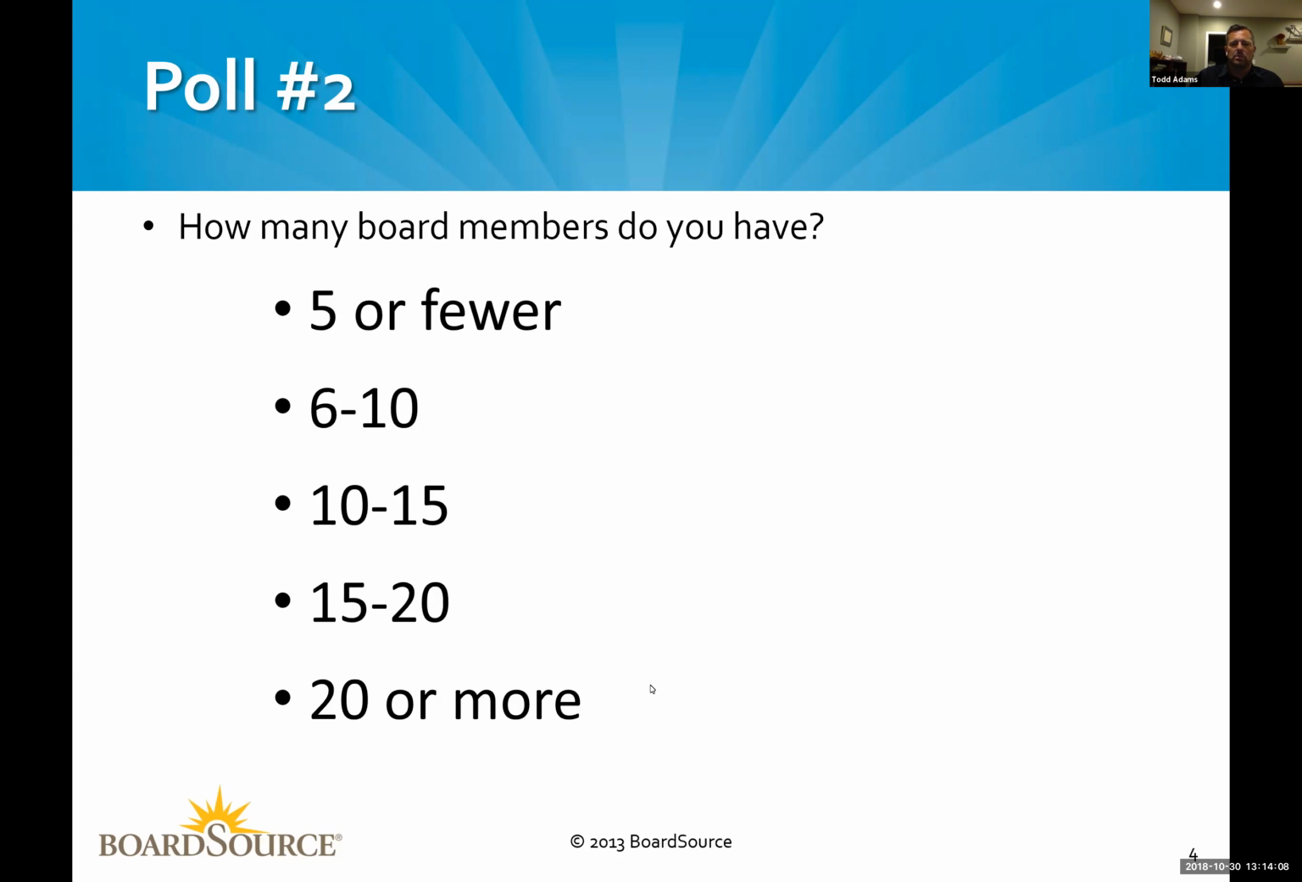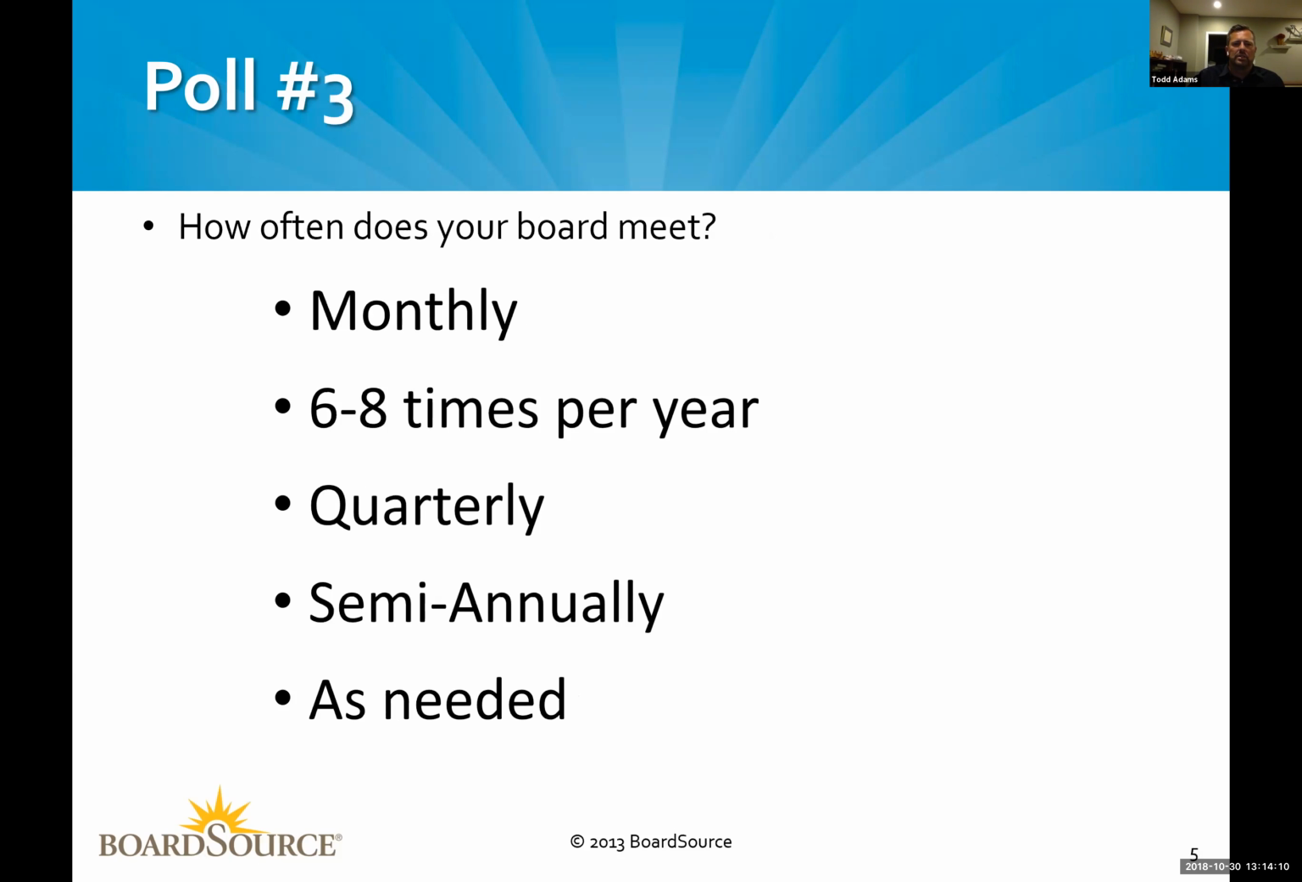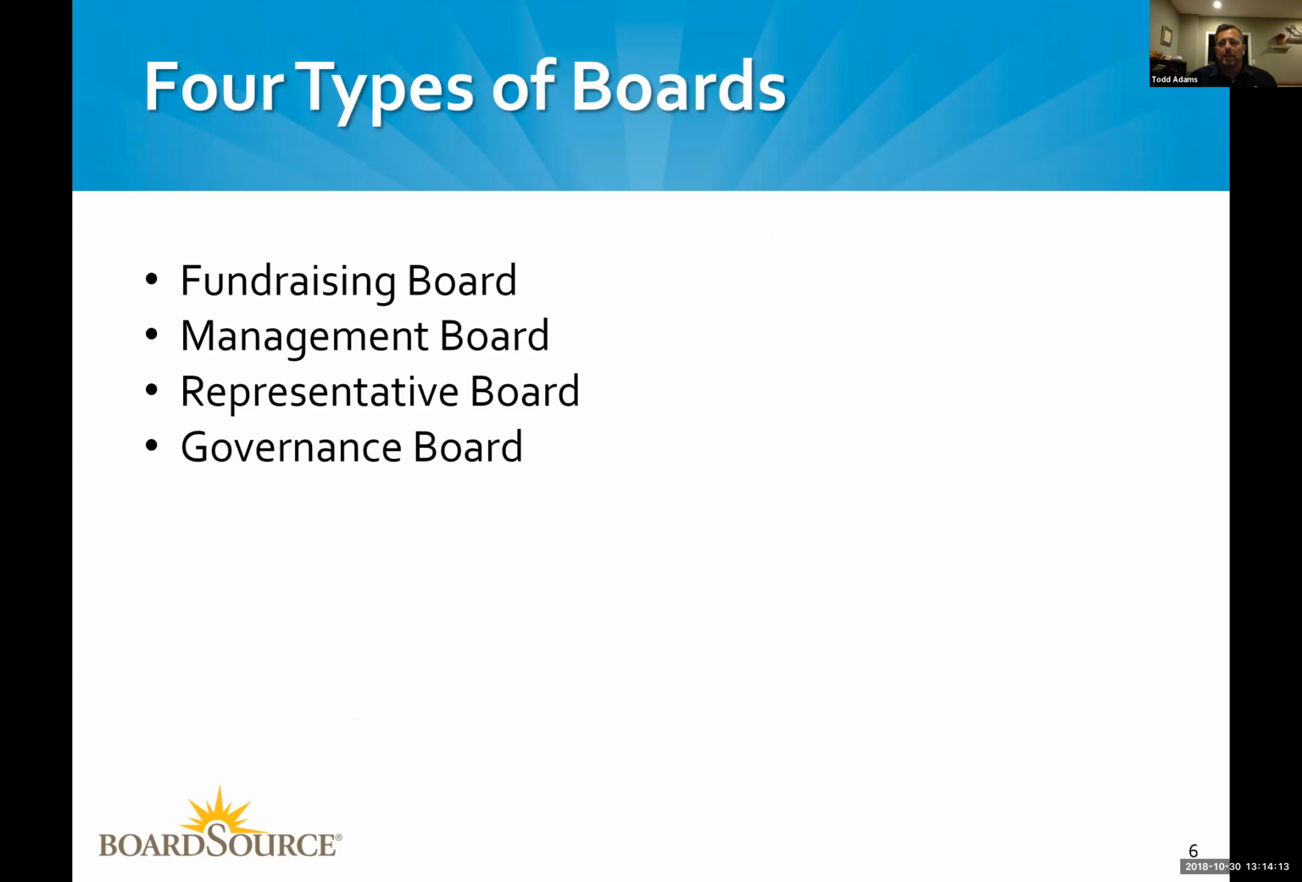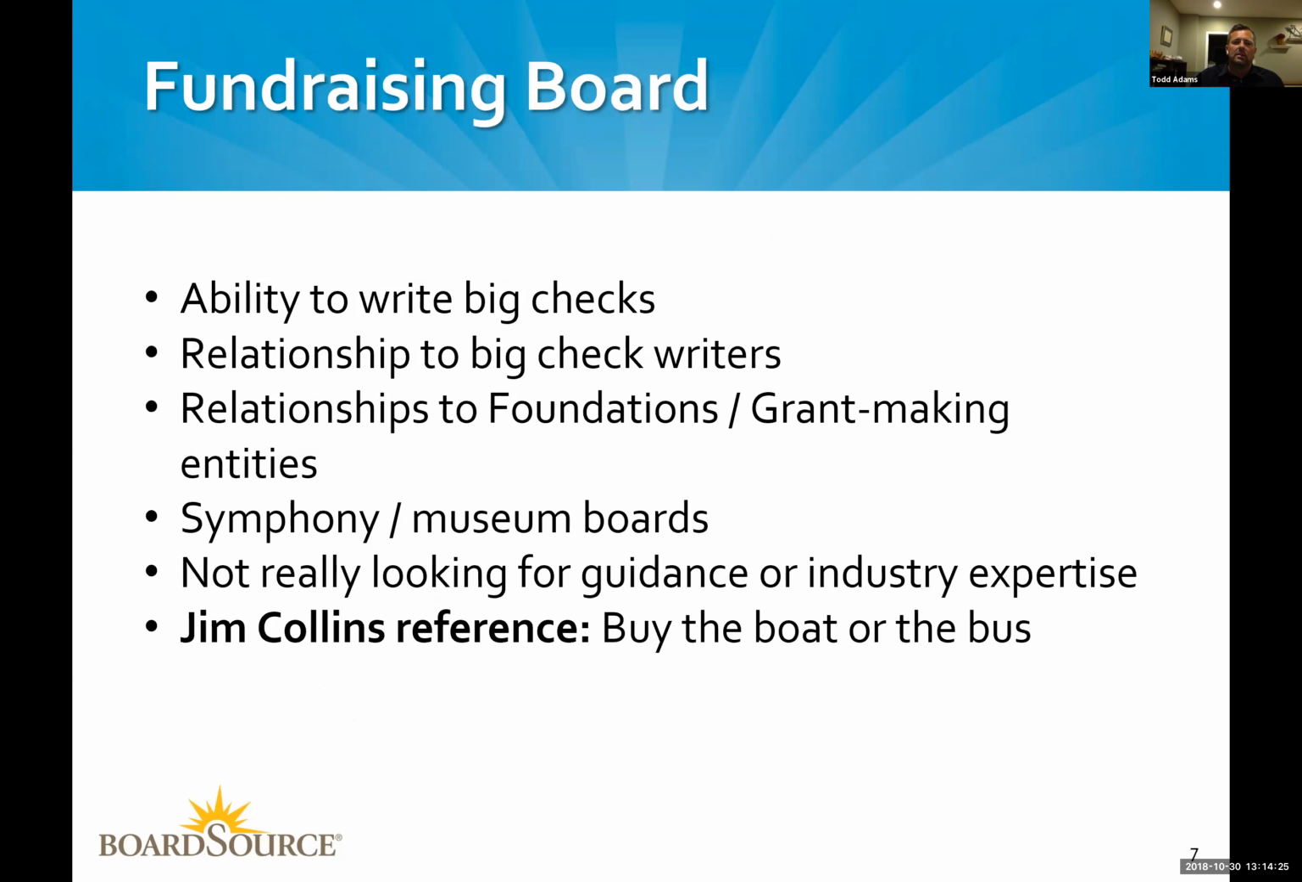So let's go ahead and jump into our types of boards here. There are 4 types of boards, and I'll unpack each one of these: a fundraising board, a management board, a representative board, and a governance board. They each have their own characteristics and their own focus and different reasons why you invite people to be on those boards. So if you're on a fundraising board, you typically have the capacity to write a big check, or maybe you have a relationship with people who are big check writers. So all of us want to have that person on the board who has the capacity to give.